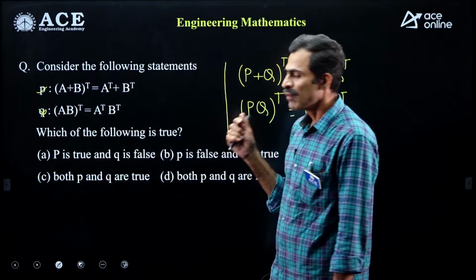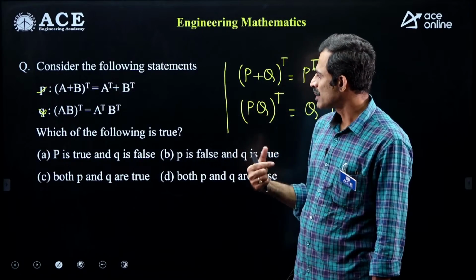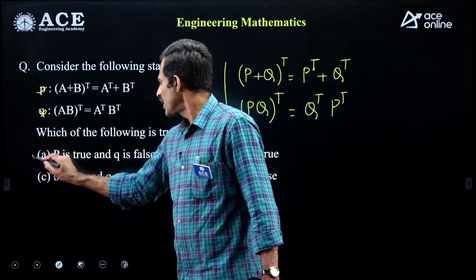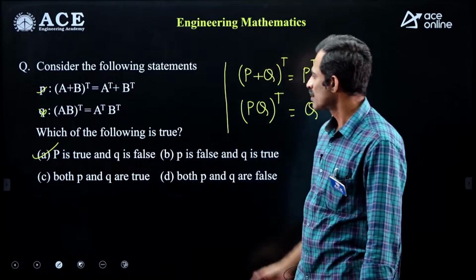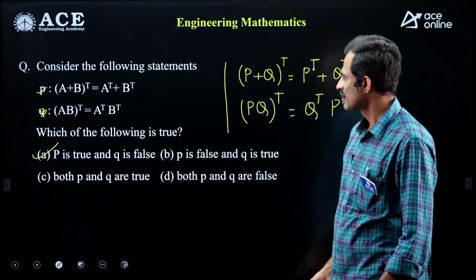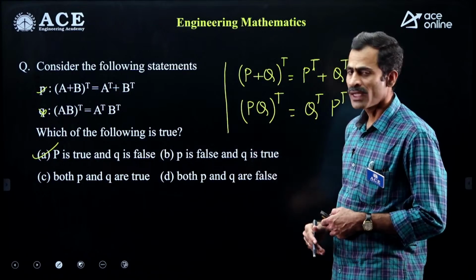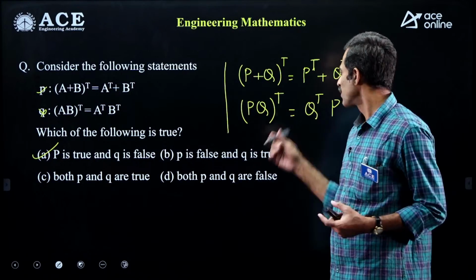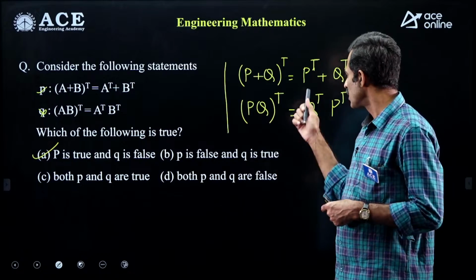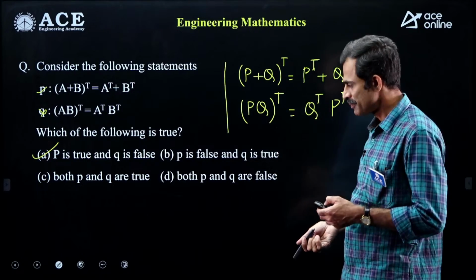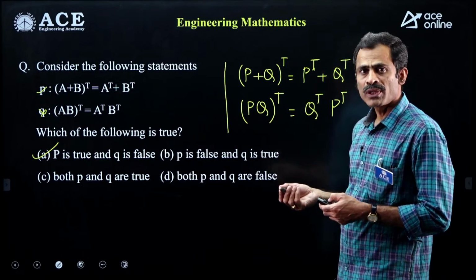So finally, the first statement P is true and Q is false. So it is a correct statement. Right? It is a direct statements question. So we can choose the answer just by using the properties of the transpose of the sum of two matrices and the transpose of the product of two matrices. Now let us move to the next question.